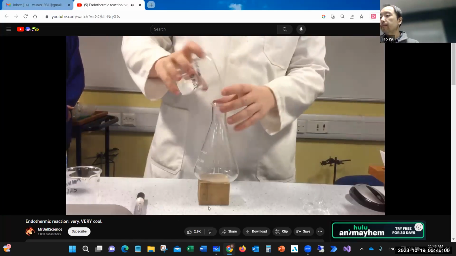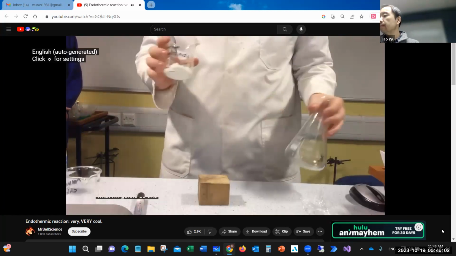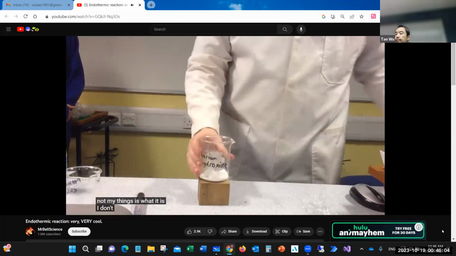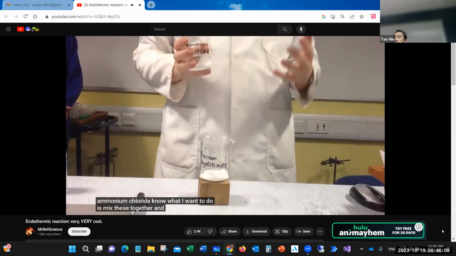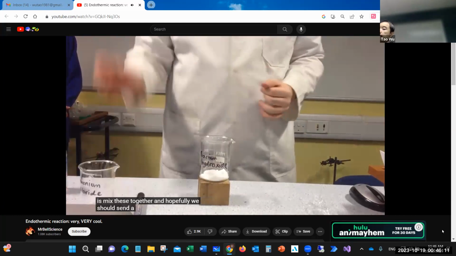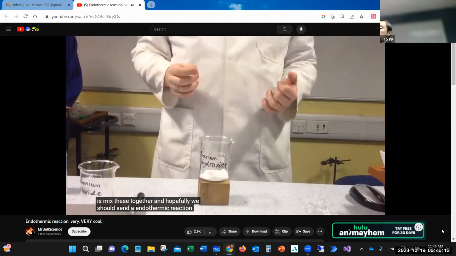What I have is some barium hydroxide. I'm going to do this in one of the beakers, because it's ridiculous otherwise. Barium hydroxide, and I've got some ammonium chloride. Now, what I'm going to do is mix these together, and hopefully we should see an endothermic reaction.